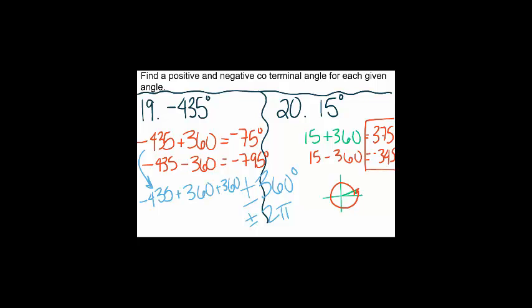Let me erase this over here. If I add two 360s, then finally I get into the positive numbers. So it could have been these two, you could have done this one and this one, either combination. You just need one positive and one negative. So if you add 360 and it's not positive yet, add another one. You have to keep adding and subtracting until you get one of each.